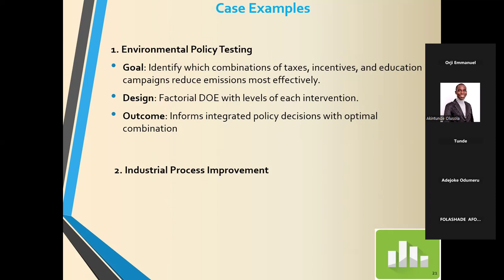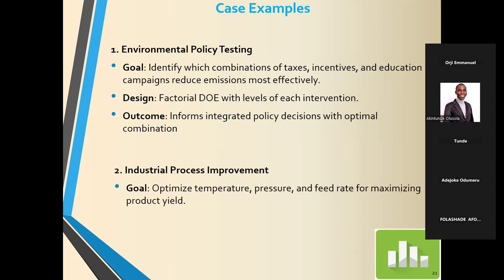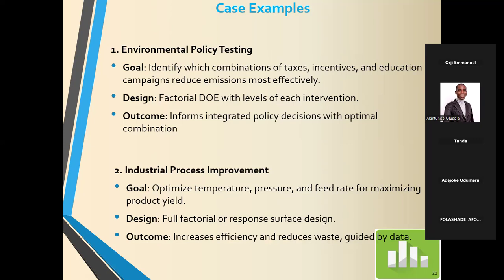Another example is industrial process improvement. You can use it in optimizing temperature, pressure, and feed rates for maximizing product yield. You can choose either full factorial or response surface design. Then maybe our outcome is we're expecting increased efficiency and reduced waste, guided by the data.